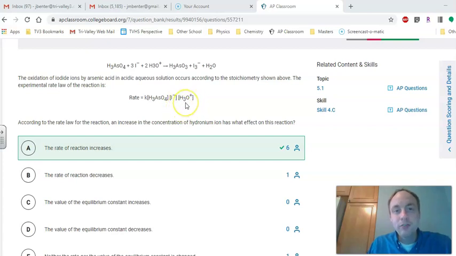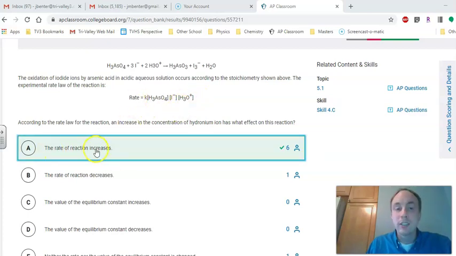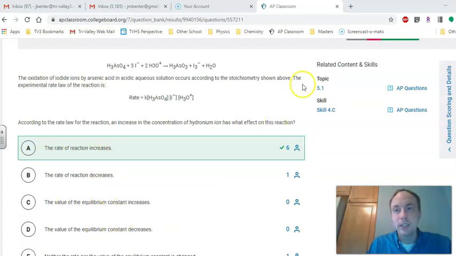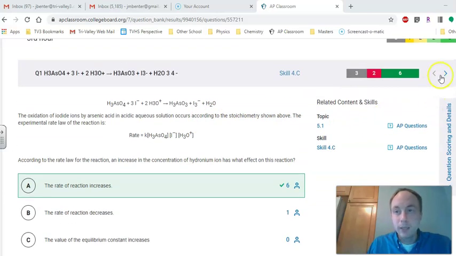Right? And so if you increase the concentration of hydronium, hydronium is a reactant. Anytime you increase the concentration of reactant, you're going to speed up the reaction. Well, almost any time, unless it's zeroth order, then it won't. But for this case, hydronium is first order, so it will speed it up. If you make this number bigger, you make the rate bigger, and so the rate of the reaction increases. The equilibrium constant, we'll get to that, so that'll be another week or two yet. Okay. So A.